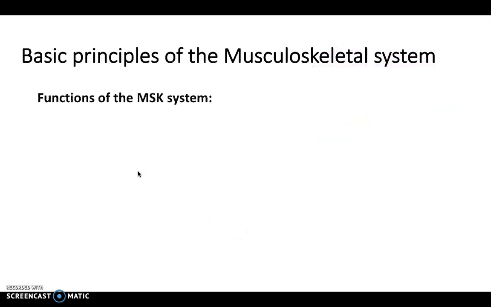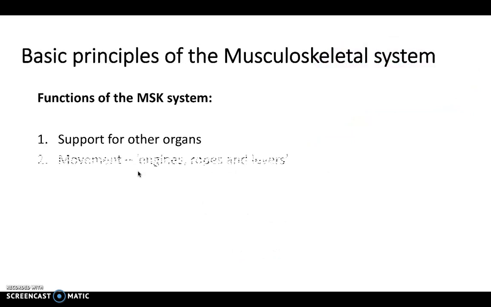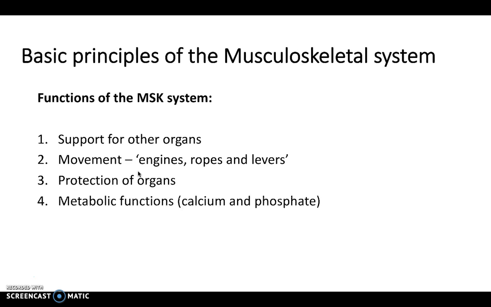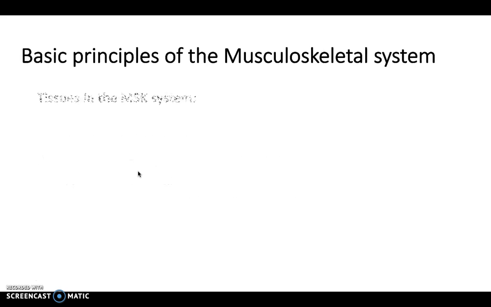So, the basic principles of the musculoskeletal system, remember the functions. So it's there to support other organs, allow movement, so we sometimes refer to this as the engines, ropes and levers system, and also to protect our organs, as well as metabolic functions as well. And that's one of the many key things that people forget about the musculoskeletal system, but it actually has a lot of metabolic functions with regard to calcium and phosphate regulation.